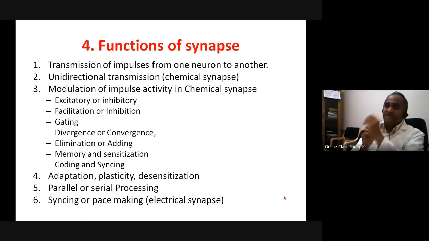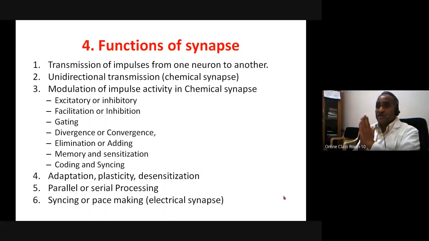Then in case of a chemical synapse, it is a unidirectional transmission. That means it is going one way. You do not want the activity which is being directed to the brain to come back to the muscle. So that means a unidirectional transmission. If the brain is sending, the brain does not want it back to the brain again. So then the third thing is it modulates the impulse activity, especially in a chemical synapse.